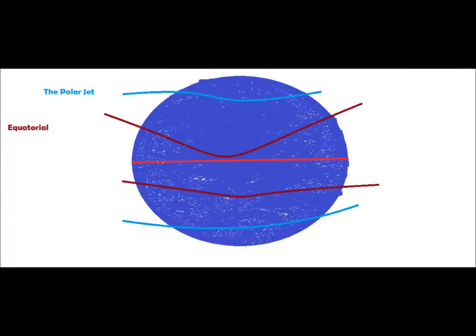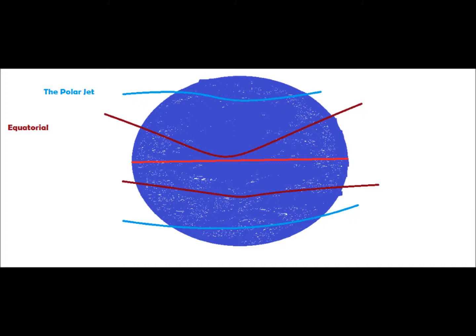If you look at the diagram, on the very top it says the polar jet stream. Right under that it says equatorial jet stream. You might be wondering why the two bottom ones aren't labeled. Well, they're called the same thing, except it's called the southern polar jet and the southern equatorial jet. So it might get confusing.